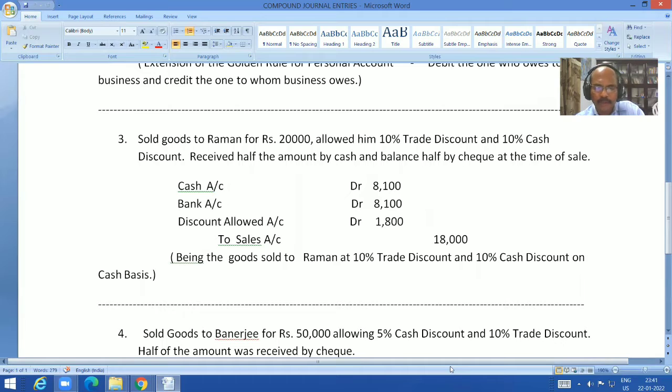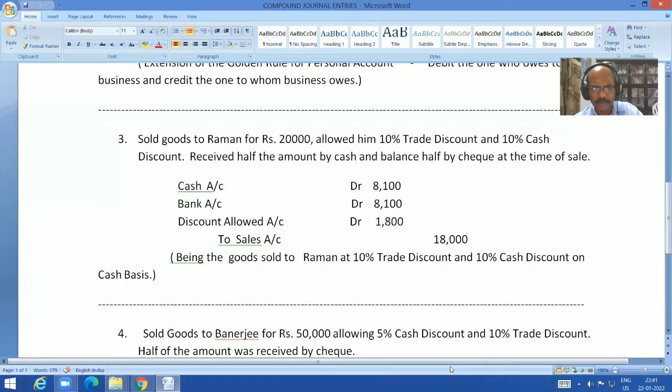Sold goods to Raman, rupees 20,000. Allowed him 10% trade discount and 10% cash discount. Received half the amount by cash and balance by check at the time of sale. So there is no credit deal. It has been settled across the table, maybe partly by cash and partly by check. Okay, so I don't owe him. I don't owe Mr. Raman anything in future. He has been settled across the table.